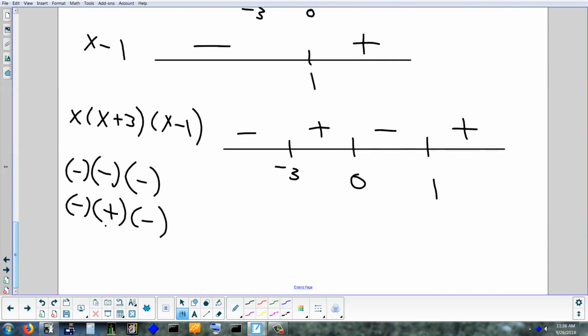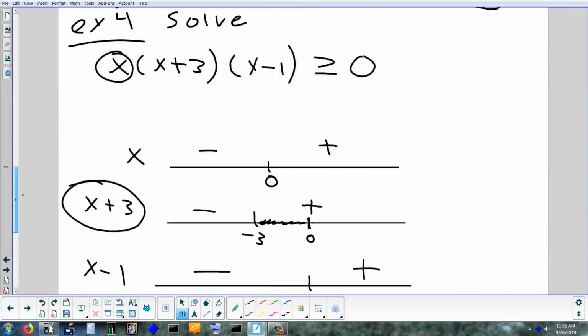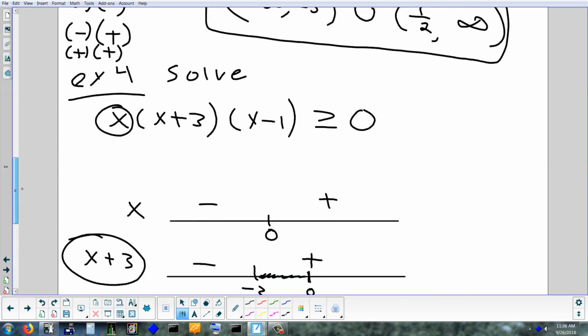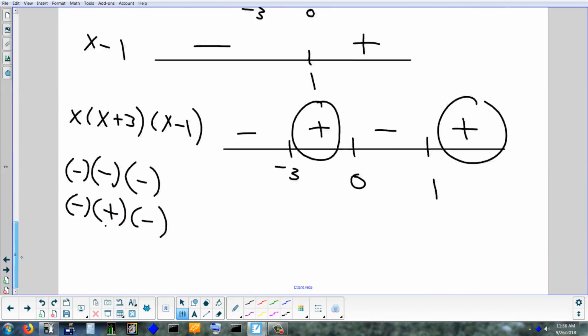What sections does that happen in? We'll just call them sections 1 through 4. Sections 2 and 4. Now, before we write our answer, let's go back up, and it says greater than or equal. So keep that in mind. Can anyone describe to me the numbers that are in section 2? How would you describe those numbers?